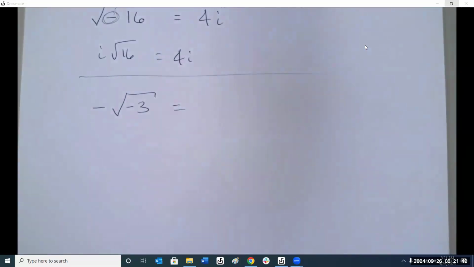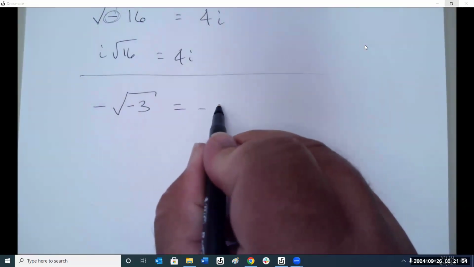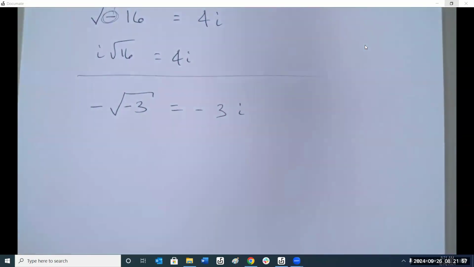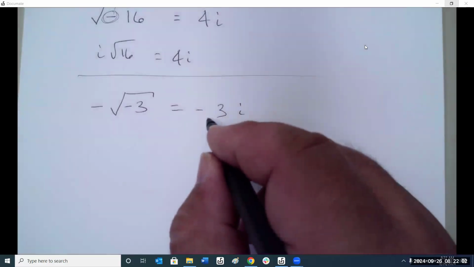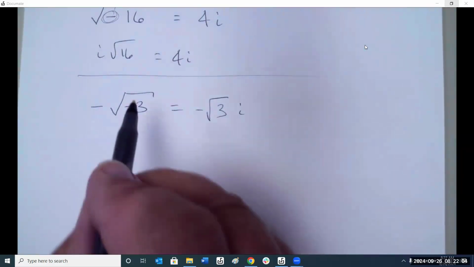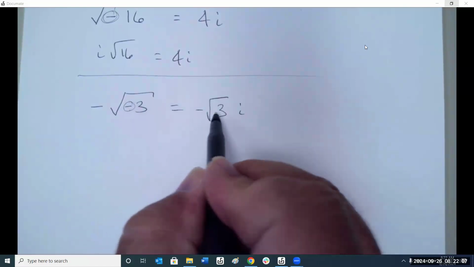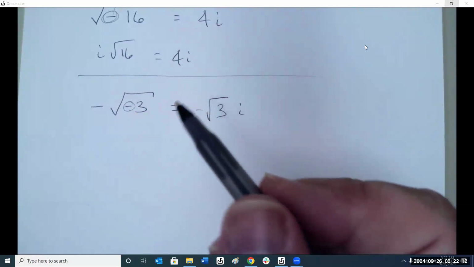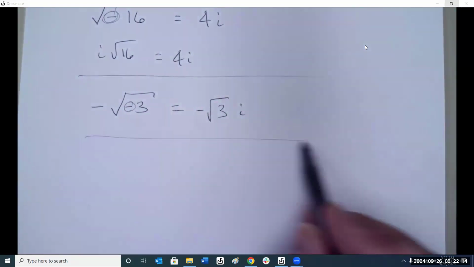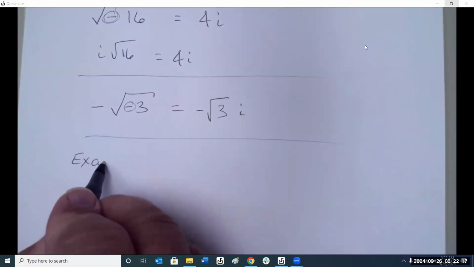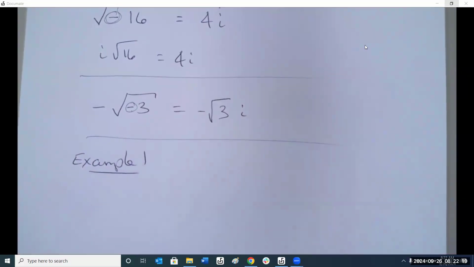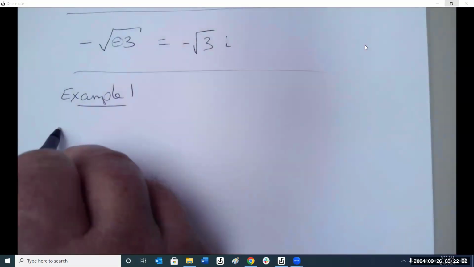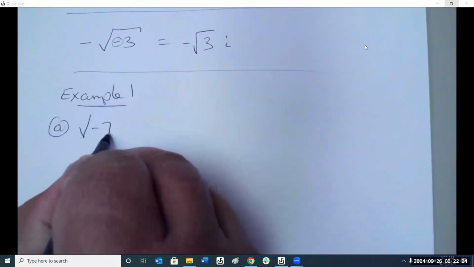How about this one? Anybody agree? What should it be? Yeah. Because the only thing we take out of there is that negative, makes it an i. Square root of 3 is just square root of 3. So let's look at example 1. A is the square root of negative 7.